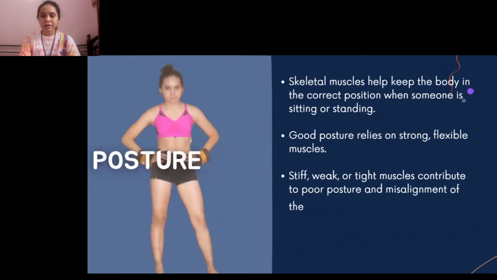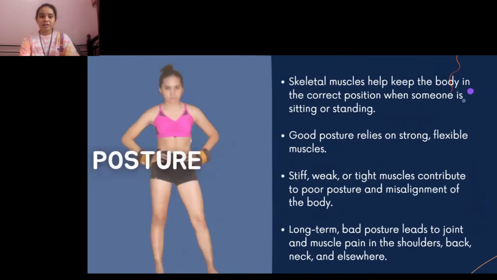Next is posture. Skeletal muscles help keep the body in the correct position when someone is sitting or standing. This is known as posture. Good posture relies on strong, flexible muscles. Stiff, weak, or tight muscles contribute to poor posture and misalignment of the body. Long-term bad posture leads to joint and muscle pain in the shoulders, back, neck, and elsewhere.